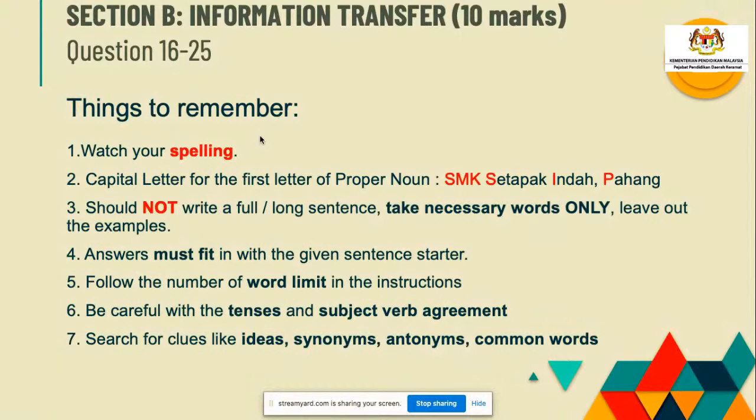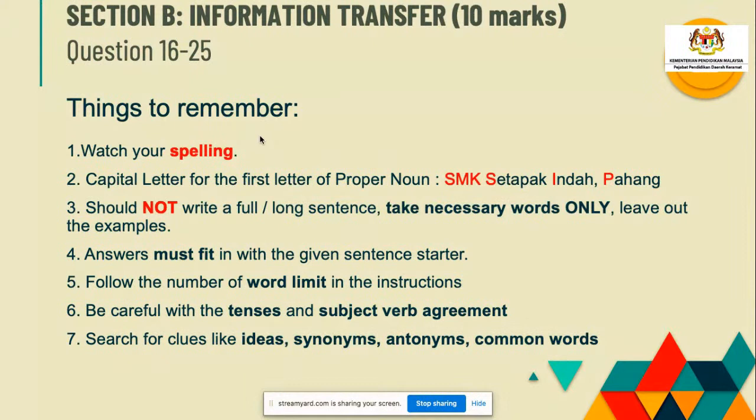Tak kira lah passage tu dalam bentuk apa. Sebab dalam section B ni juga passage tu boleh jadi dalam pelbagai bentuk kan. Dia boleh jadi iklan. Dia boleh jadi poster. Dia boleh jadi cerita, narrative, dia boleh jadi long passage, dia boleh jadi comparison. So dia boleh jadi apa sahaja.